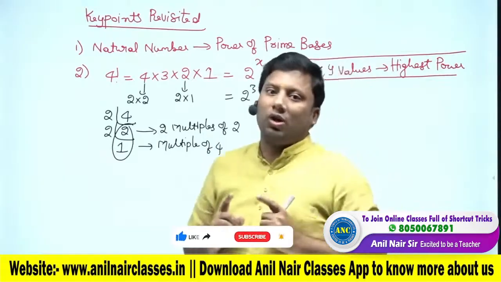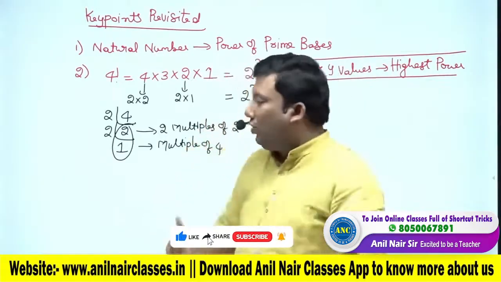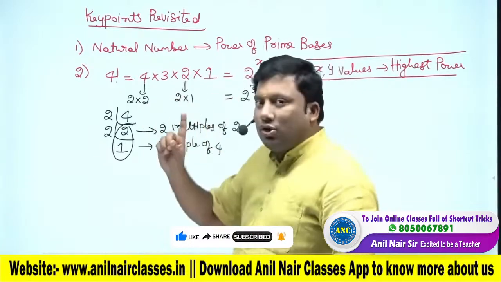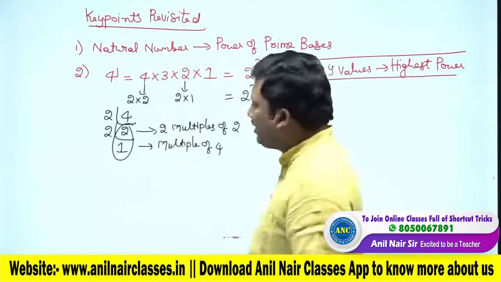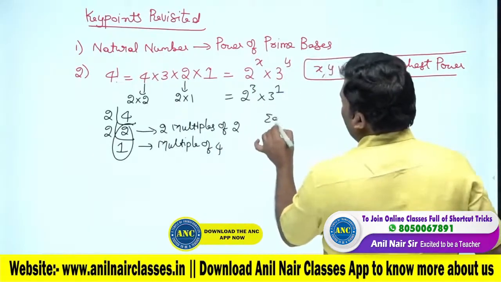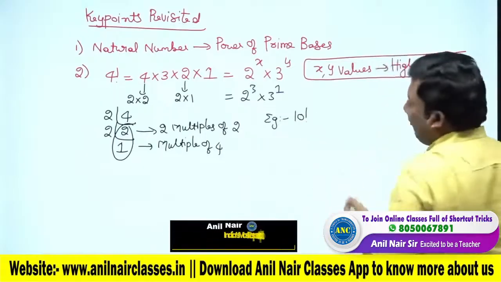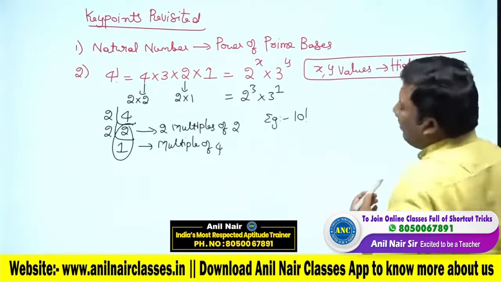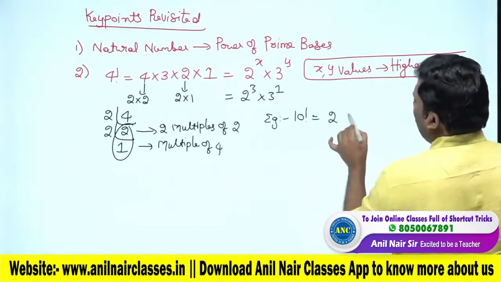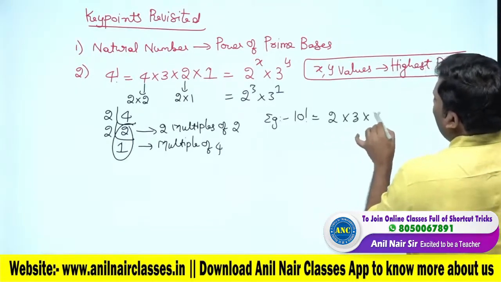Please make a note in your notebook. Every factorial will have all the prime numbers from 1 to n if n factorial is given in the question. Another example: if it is 10 factorial, what are all the prime numbers from 1 to 10? Prime numbers from 1 to 10 will be 2, 3, 5 and 7.